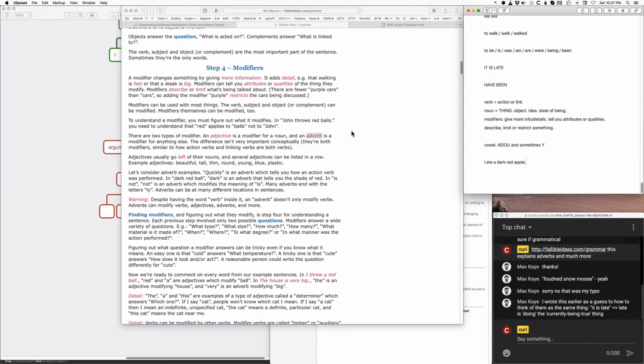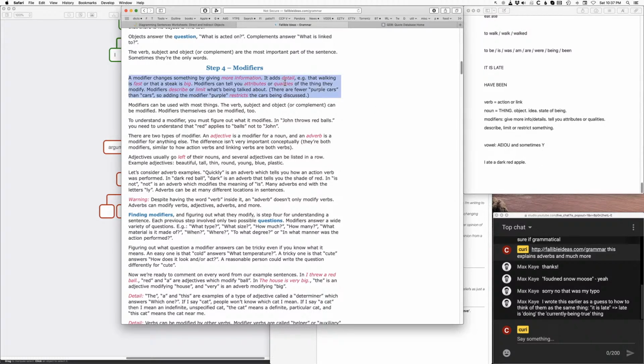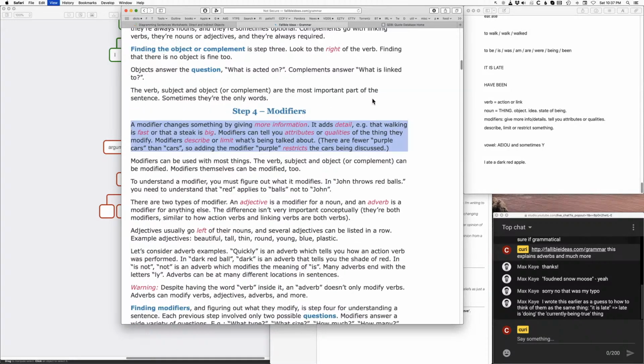Okay, so back to how modifiers work. Just read this paragraph and see if it makes sense.